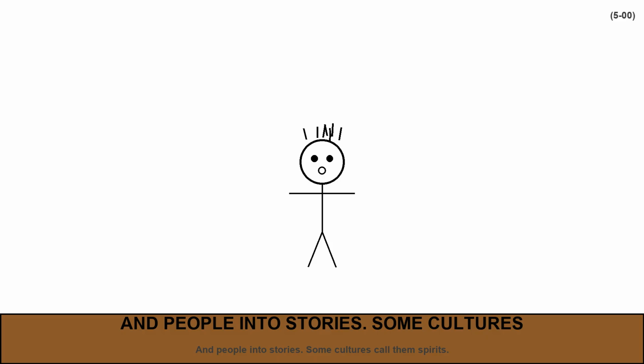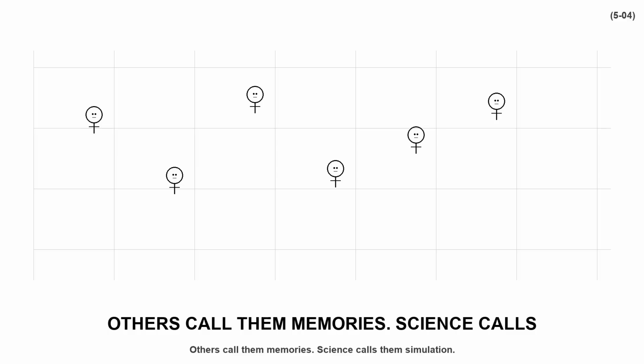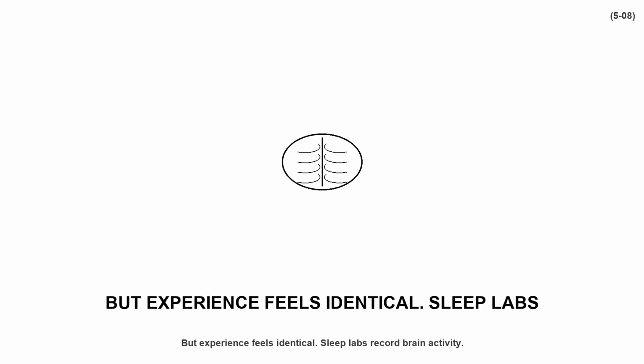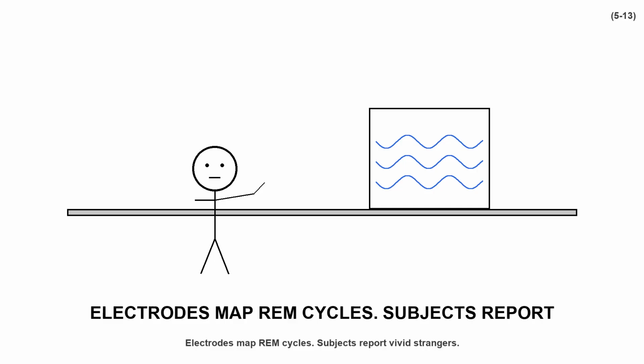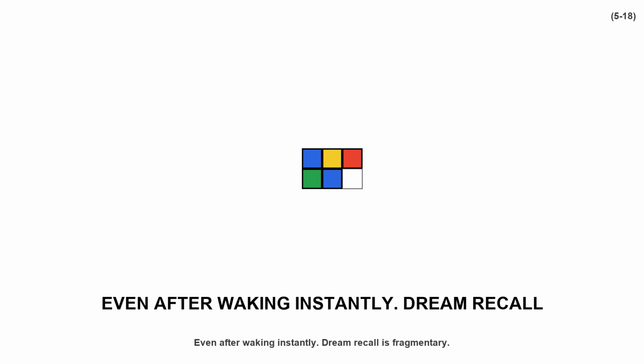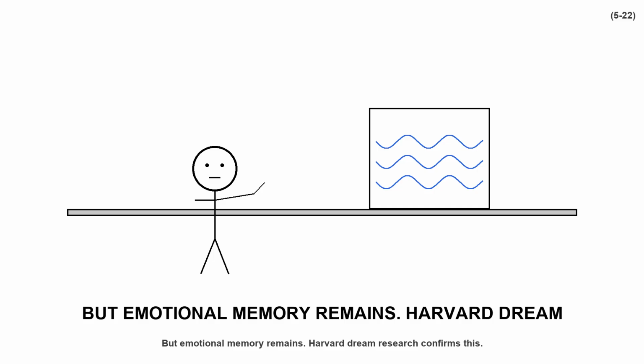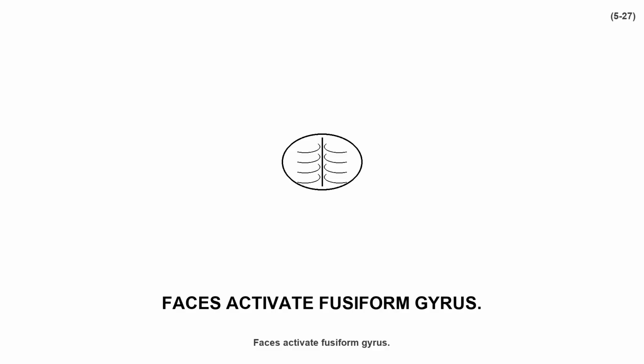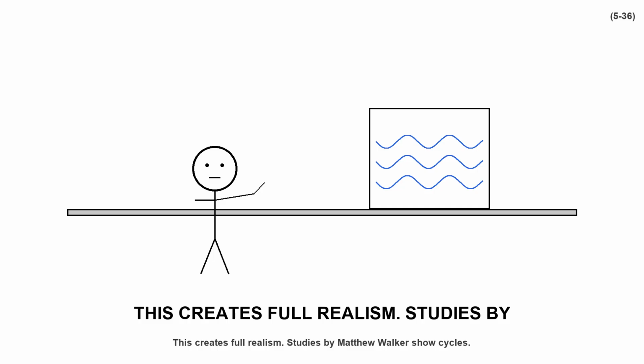Some cultures call them spirits. Others call them memories. Science calls them simulation. But experience feels identical. Sleep labs record brain activity. Electrodes map REM cycles. Subjects report vivid strangers. Even after waking instantly. Dream recall is fragmentary. But emotional memory remains. Harvard Dream Research confirms this. Faces activate the fusiform gyrus. Same region as waking vision. The brain cannot distinguish source. Internal or external input. This creates full realism. Studies by Matthew Walker show cycles.